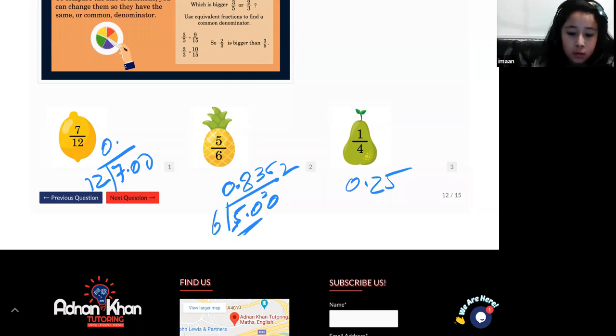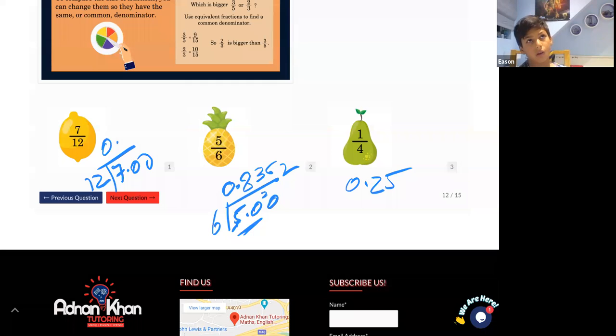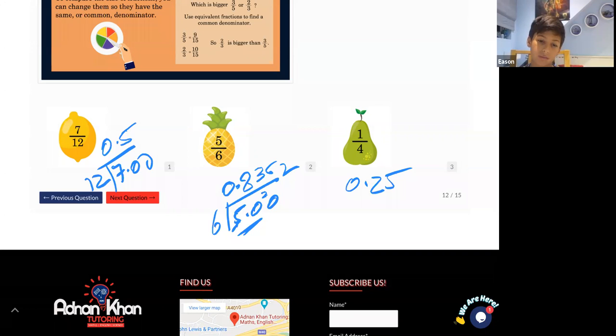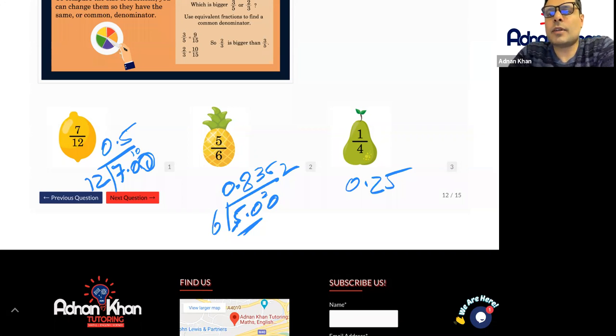12 into 70? 24, 48. Try 5 times, because 5 times 12 is 60. So then 70. Will it go in 5 times? Yes, and then remainder 10. So put 10 next to a 0 to make 100. How many times can 12 divide into 100? It can go in 8 times, because 8 times 12 is 96.